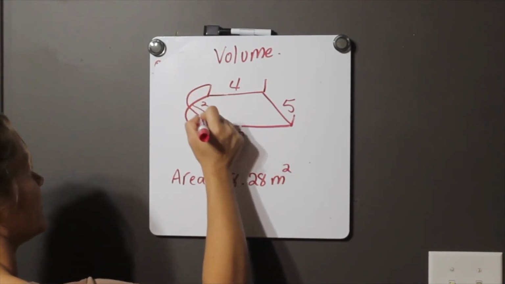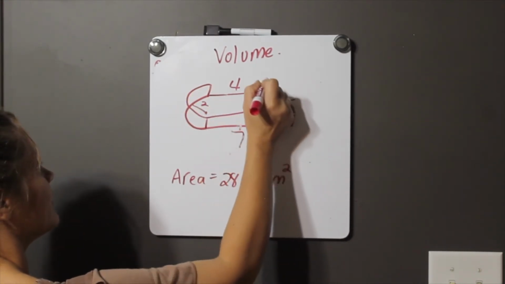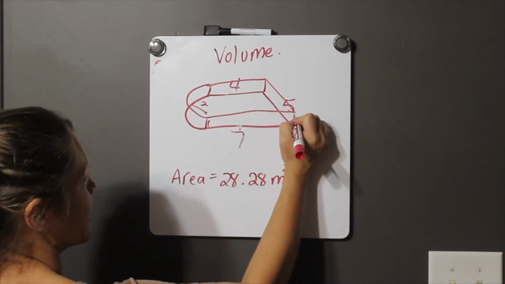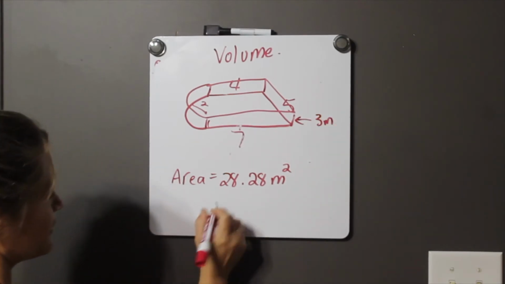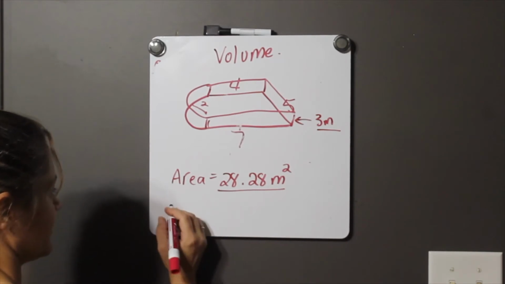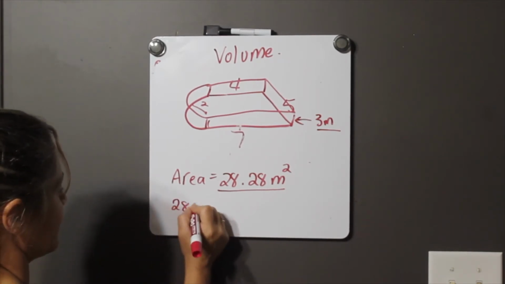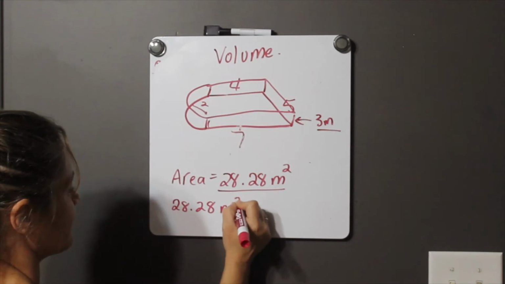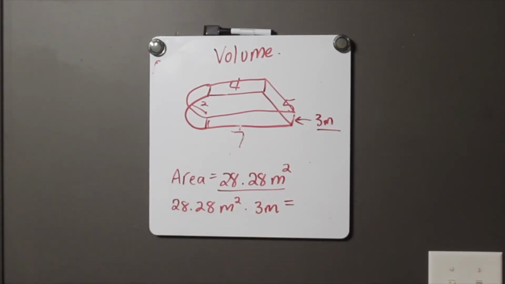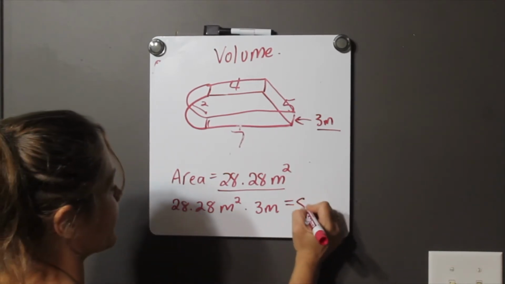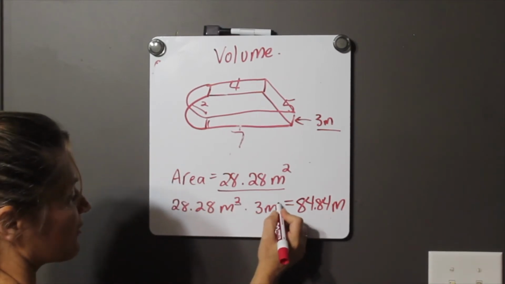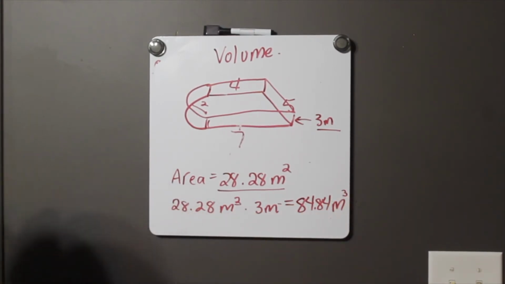And there was, like that. And it's 3 meters tall. It had a height of 3 meters. So all we have to do is multiply the area of the base times the height. So 28.28 meters squared times 3 meters. And we're going to get 84.84 meters. And then we already have squared plus one more, so that would be cubed.